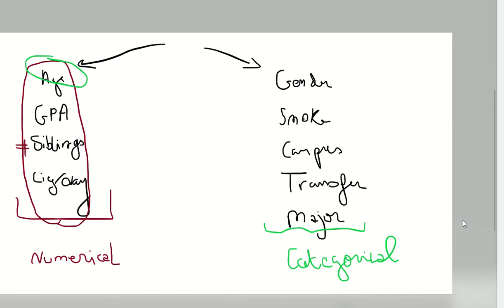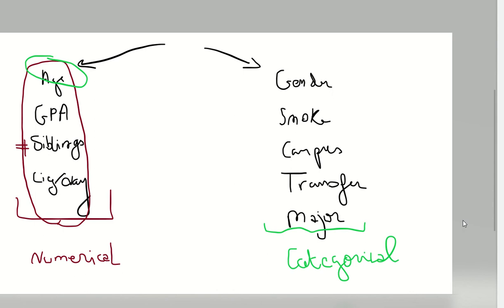So every time you have a variable that produces a data point that is a real number, I will explain why I'm saying a real number, then it's a numerical data. And every time you have a variable that produces just information that categorizes things, that puts things into categories, then it's a categorical data.